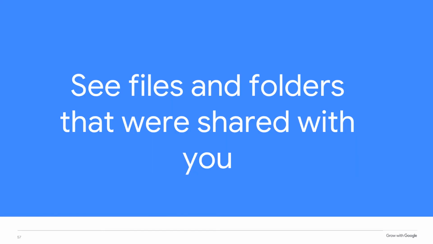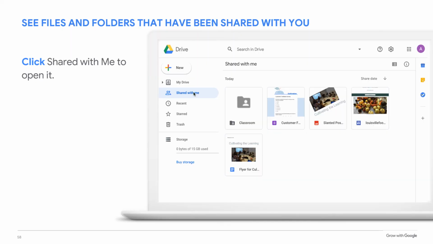Now let's talk about how to see files and folders that have been shared with you. From your drive, click Shared with Me. You'll see the files and folders that others have shared with you. You'll also see the person who shared it and the date it was shared. If at any time you want to switch back to the view that shows all the files you created, just click My Drive.